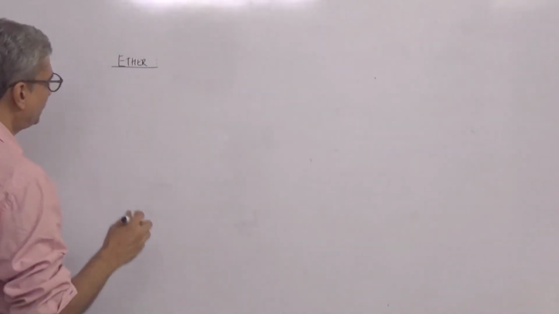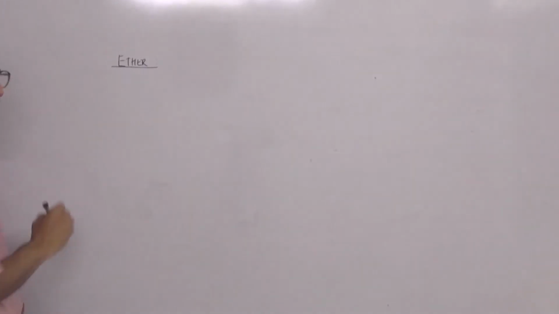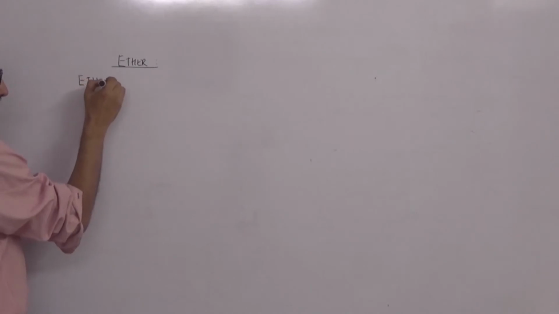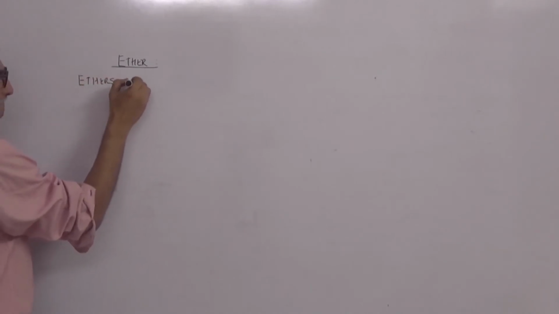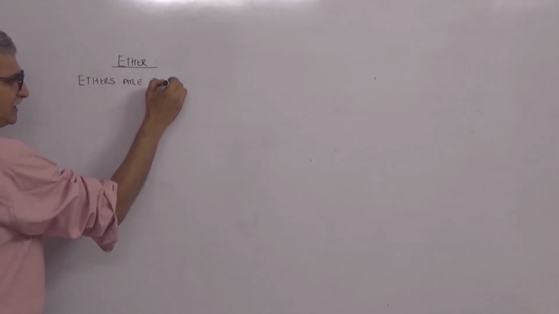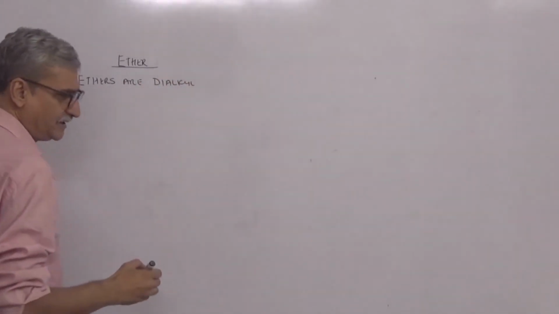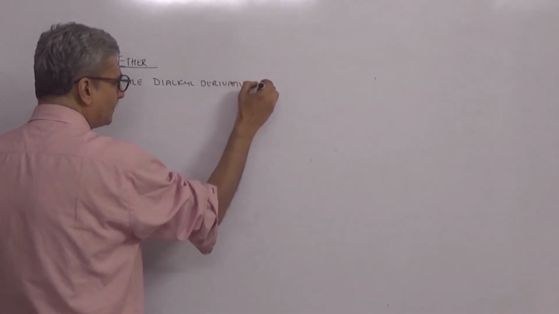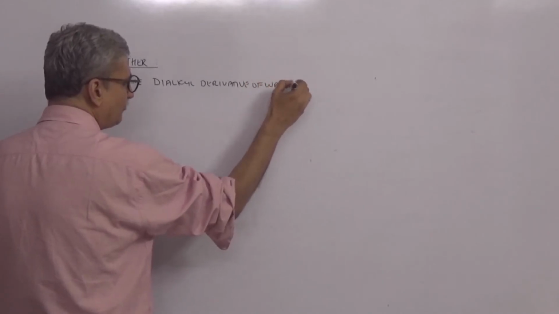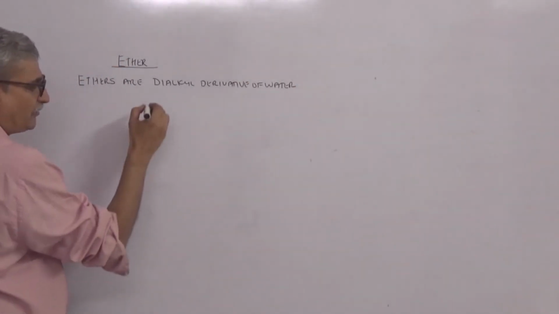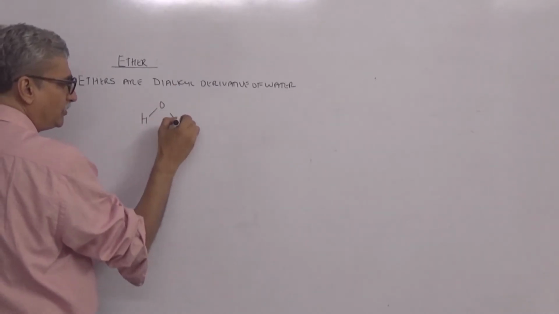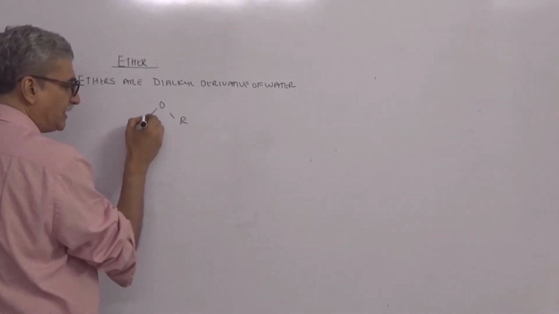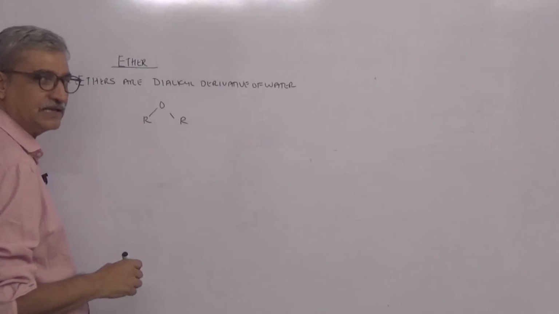When you talk of ether, what are ethers? There are 3 definitions. Ethers are dialkyl derivative of water. ये एक definition है. Means you have water, HOH. Replace the hydrogen with alkyl group. So it's dialkyl derivative of water.